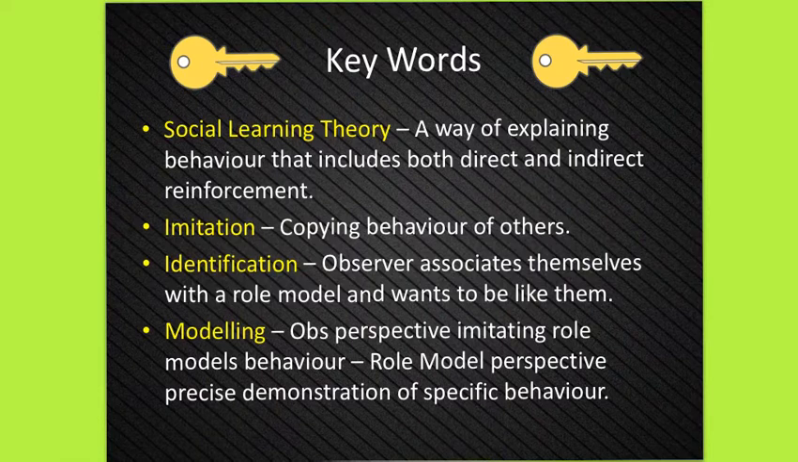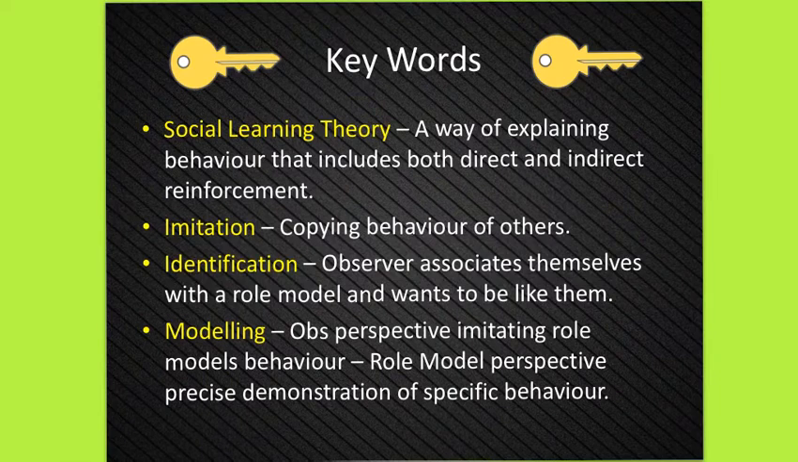It's a way of explaining behaviour that includes both direct and indirect reinforcement, and it's combining the theories from the behaviourist approach with the cognitive approach in itself. So it is a bridge theory. Imitation, which simply just means copying the behaviour of others. Identification, which is the observer associates themselves with the role model and wants to be like them. So they would have attributes in which they have identified with, which they would see as desirable or want to imitate.